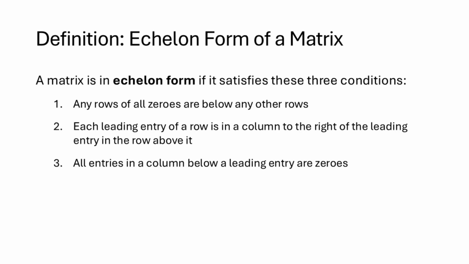Now we can define echelon form. So echelon form is defined in terms of 3 conditions. The 3 conditions are, number 1, any rows of all zeros have to be below any other rows, or in other words, all of the rows of all zeros, if there even are any, would have to be at the bottom of the matrix. Condition 2 says that each leading entry of a row is in a column that's to the right of the leading entry in the row above it. And then condition 3 says that all entries in a column below a leading entry must be zeros.